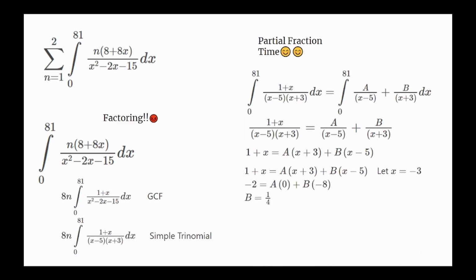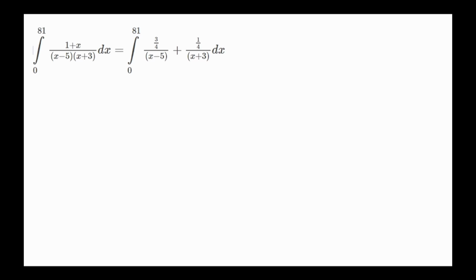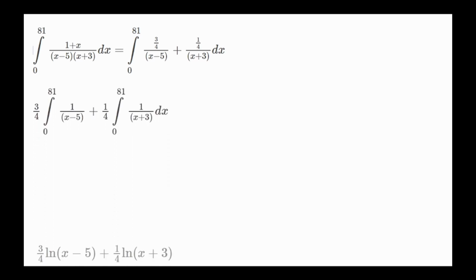So letting x equal -3, we get b equals 1/4. And letting x equal 5, we get a equals 3/4. So now we solve for both a and b, we'll sub it back in, pull out the constants, and get the antiderivative.